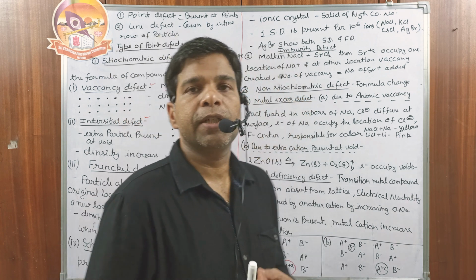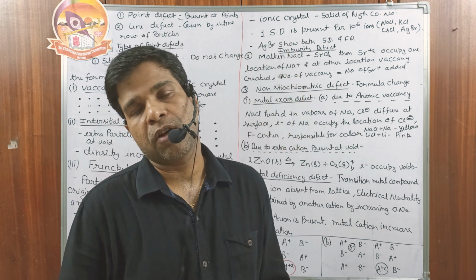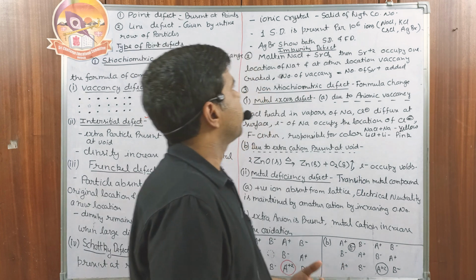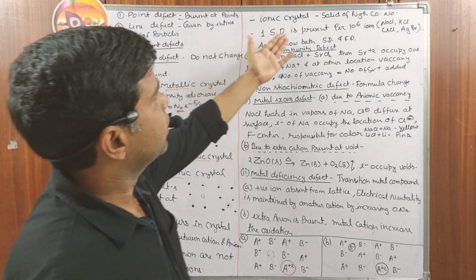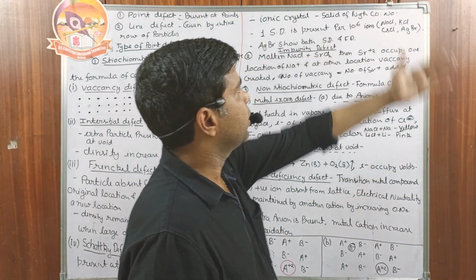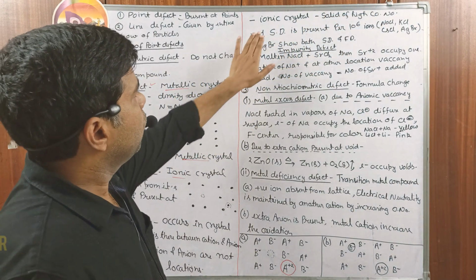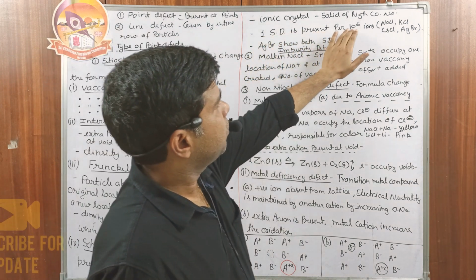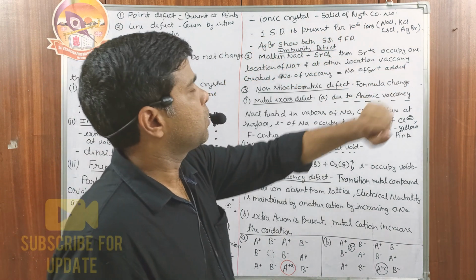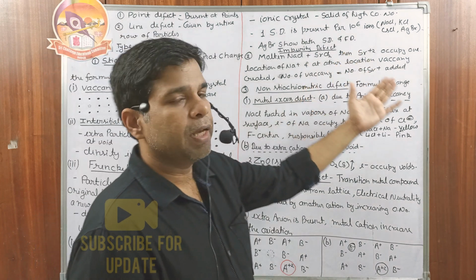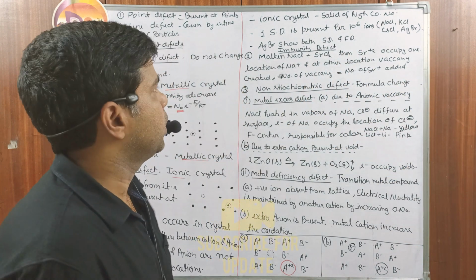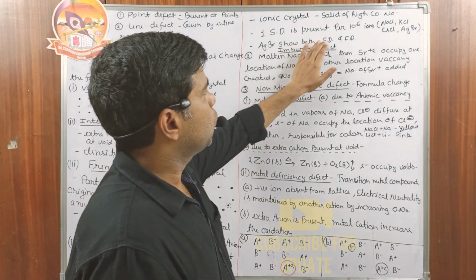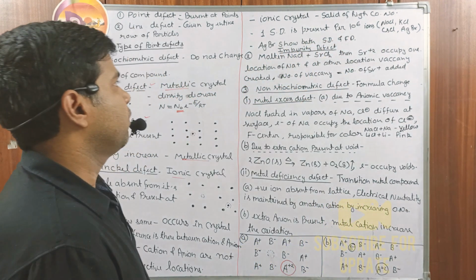The energy required to create the Schottky defect is always more than the Frenkel defect. It occurs in ionic crystals which have a higher coordination number. One Schottky defect is present per 10⁶ ions. Examples are NaCl, KCl, cesium bromide, cesium chloride and AgBr. AgBr shows both Schottky defect and Frenkel defect.